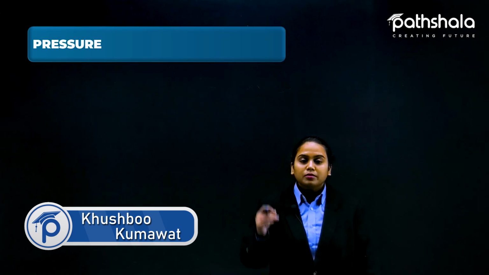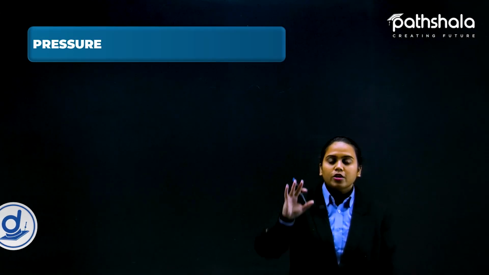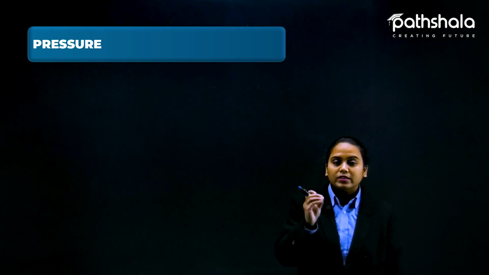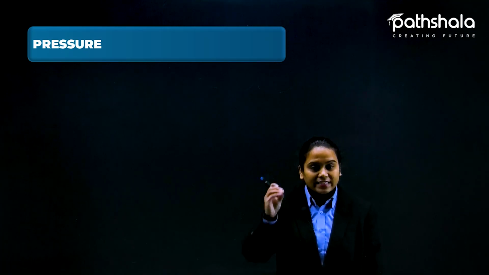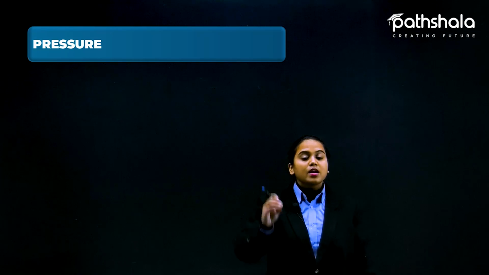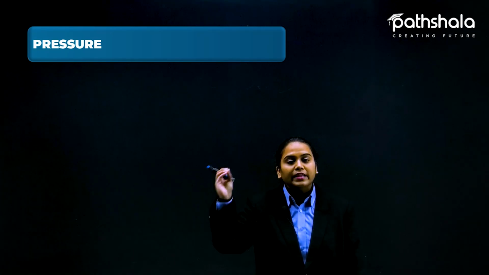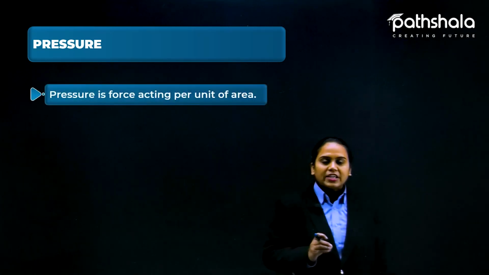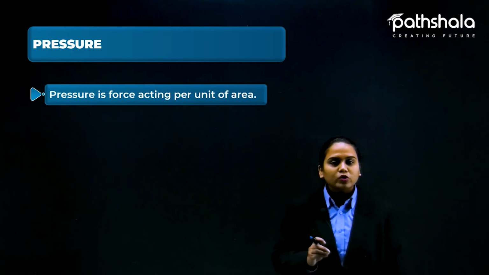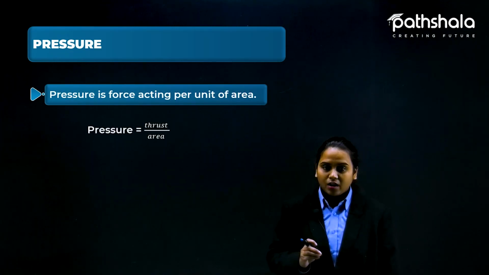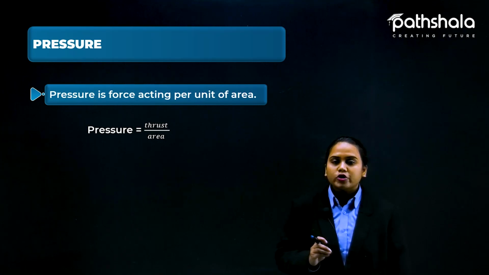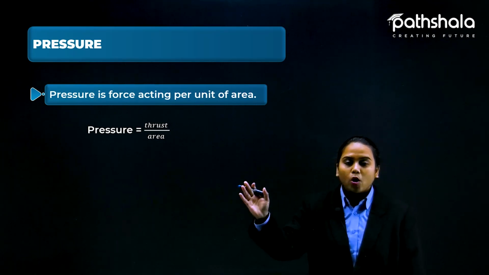Students, as we have seen the thrust part, now let us look at pressure. Pressure is related to thrust, so here we are going to use the perpendicular force, that is the thrust, to help us find the pressure. So pressure is what? Pressure is the force acting per unit area. And here is the formula for pressure: thrust upon area.